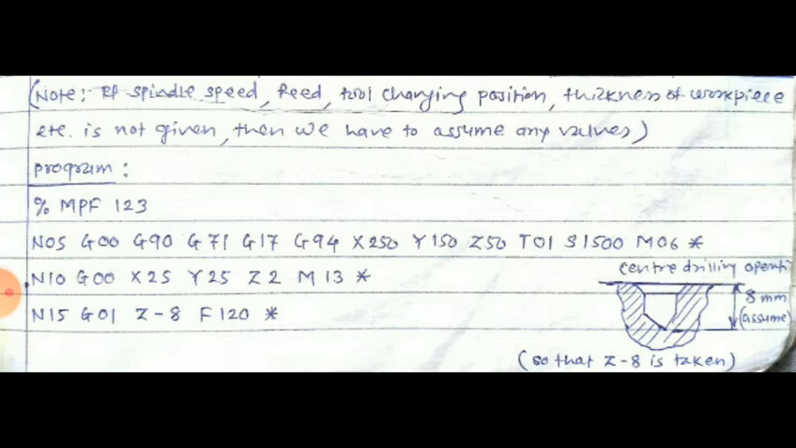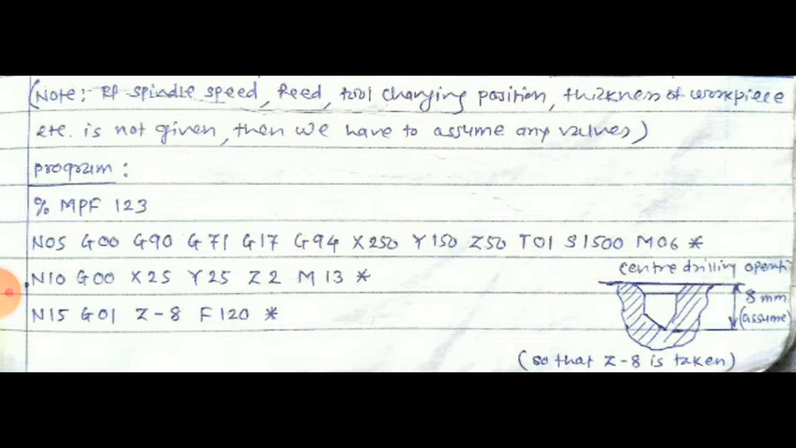For the center drilling operation, you can see the diagram on the right hand side. This is the shape of the center drill. The depth of the hole is assumed to be 8 mm. It is not a through operation with center drilling, so you can make a conical hole up to 8 mm depth, so Z minus 8 is taken in the program.